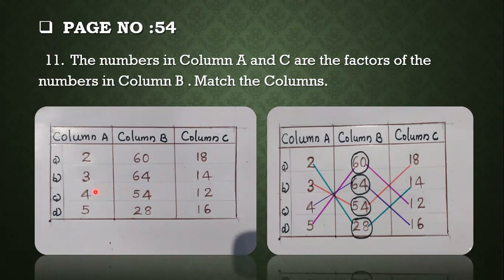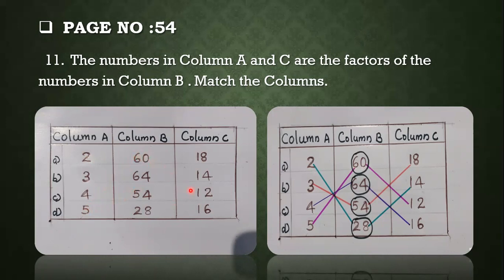Now the next number in column A is 4. 4 into 12. 12 4s are 48. It is not given in column B. So 4 I am going to multiply by 16. 4 into 16, 64. Yes, 64 is given in column B. So we can make a pair. 4 and 16 are the factors of 64. Now only one number is left in column A and C, that is 5 and 12. 12 5s are 60. That is also given in column B. So that will form the last pair.